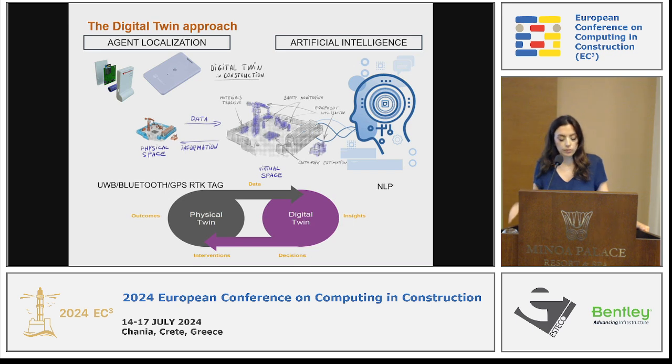In this application we decided to work with two technological aspects. From one side, the agent localization. This is a quite known technology. We use UWB or Bluetooth inside construction sites, but we also developed some applications with GPS and RTK tags for the outside. And this is the information flow that I think we all know in the digital twin in construction, from the physical space to the virtual one.